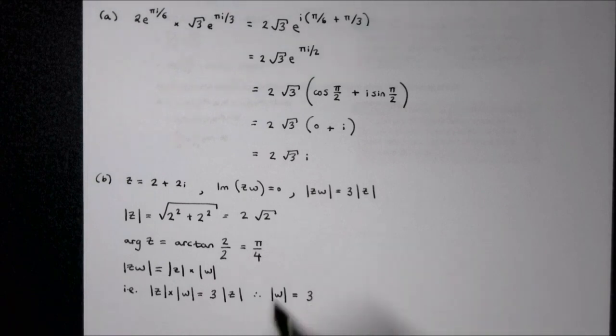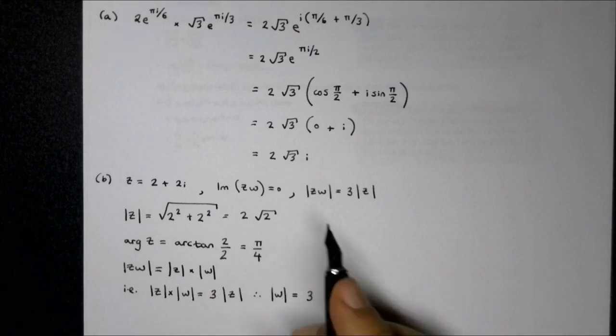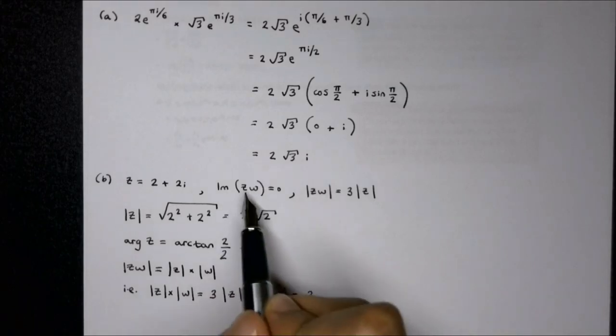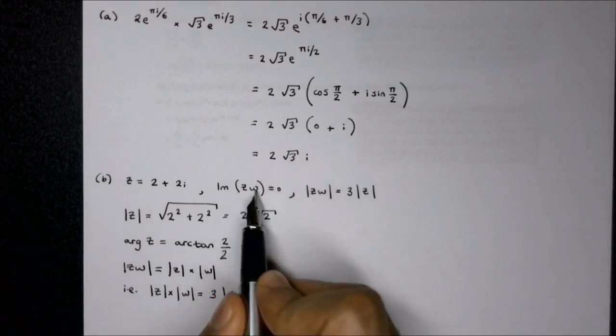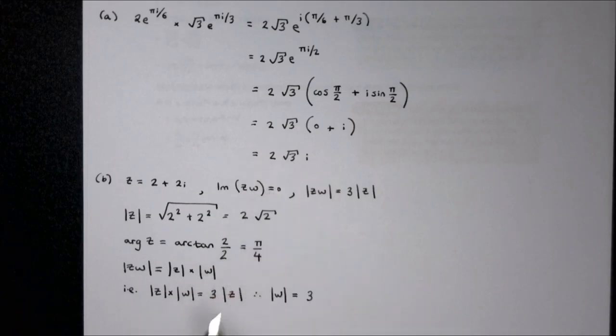Well, we can't do much with this for now, but what we do know is that the imaginary part of ZW is equal to 0. So let's just write this down. We have the imaginary part of ZW, which is equal to 0. So let's attempt to sketch the imaginary part of ZW.